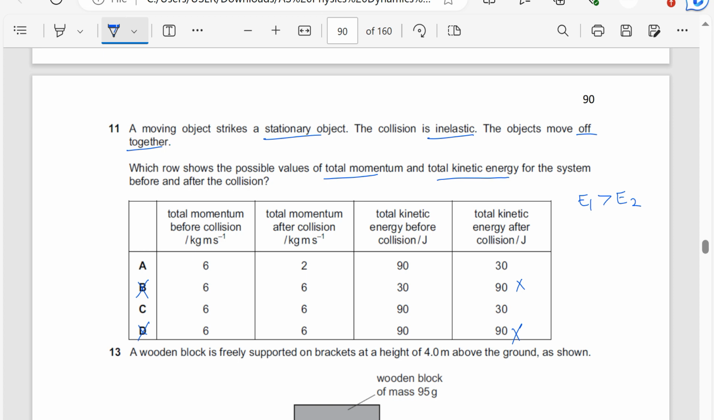So we have to choose between A and C. Total momentum before collision should be the same as total momentum after collision. Momentum must be conserved, because whether the collision is elastic or inelastic, momentum must be conserved. So we ignore A because the momentum is not the same. So the answer is going to be C.